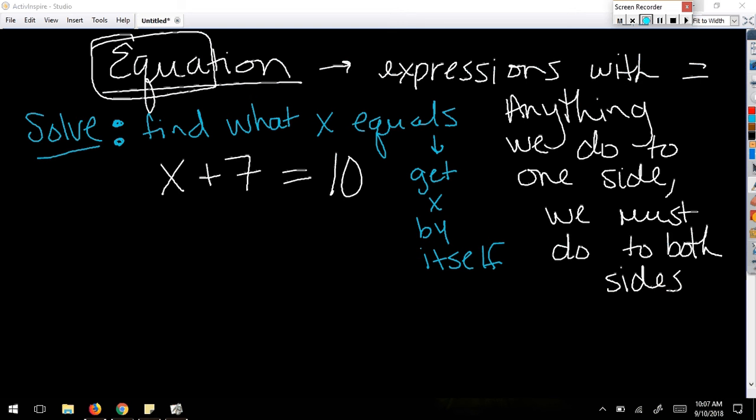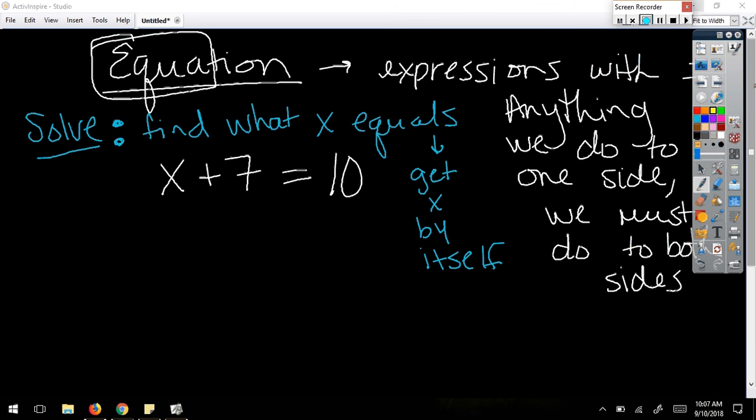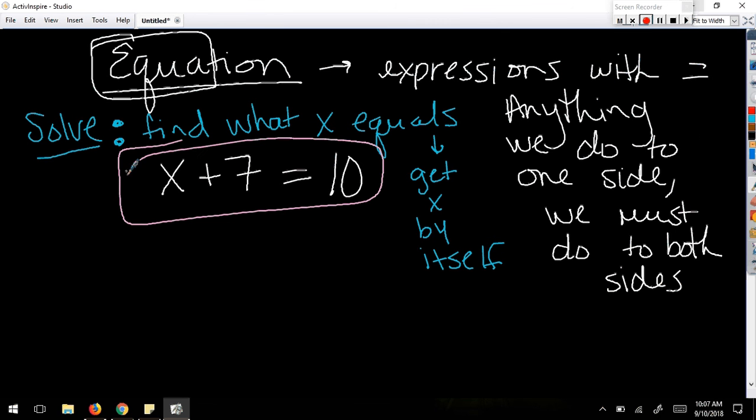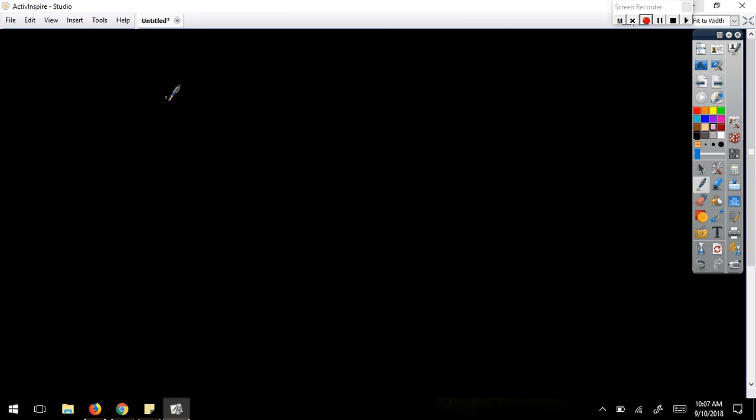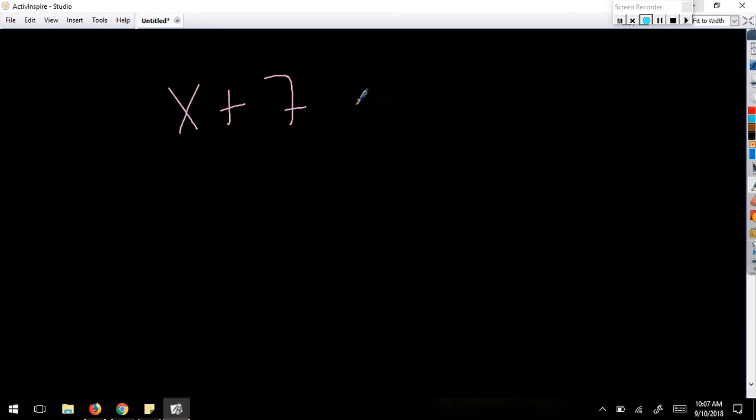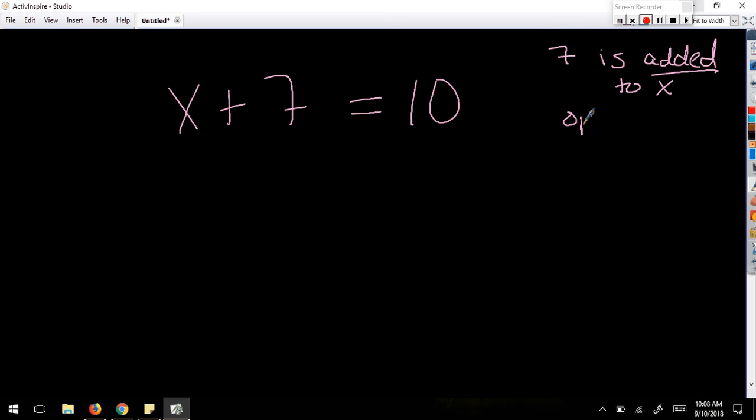So let's look at this equation. So I'm back to the x plus 7 equals 10. And I'm going to go to the next page so we got room to write here. All right. The question is, how do I get x by itself? What's keeping x from being by itself? The plus 7. On each side. So with this, what I do is I want to look. 7 is added to x. So how do I get rid of it? You got 7 subtract to x. I do the opposite of adding.